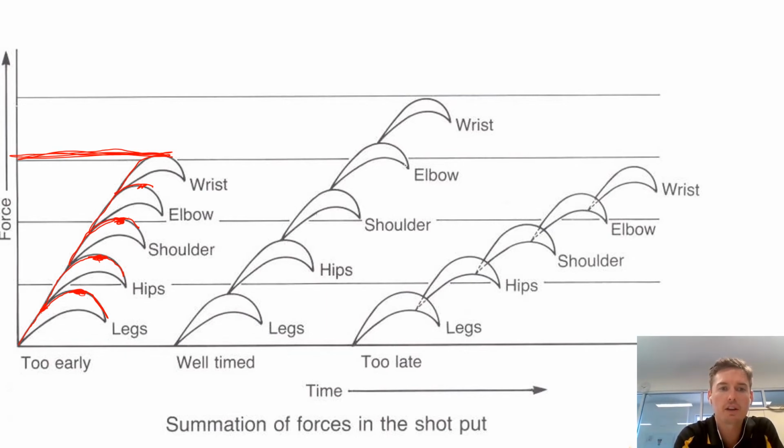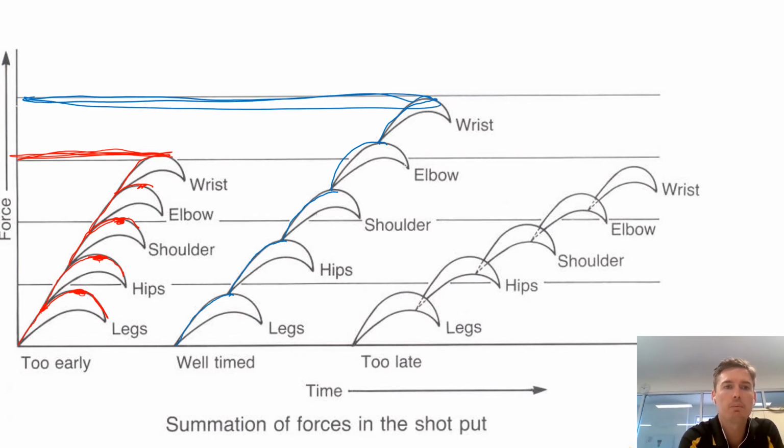So force starts from 0, I generate force, and then at the peak is when I rotate or engage my hips. Generate force, at the peak, engage my shoulders. Peak, engage my elbows. At the peak, engage my wrists. And look how much force there is just by moving my body parts in the correct sequence.